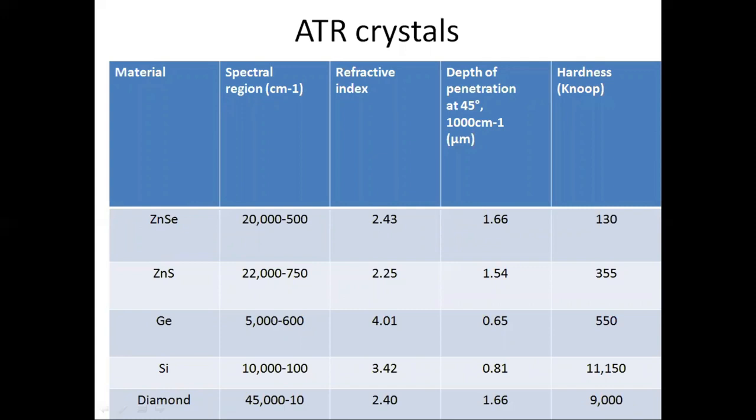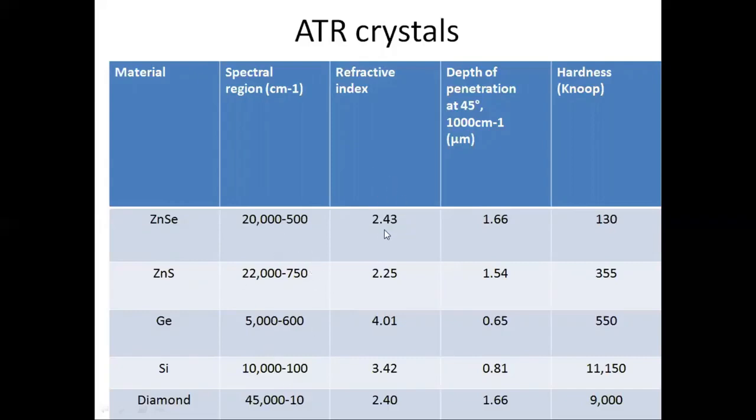Which crystals or which materials can be used as sample cell in ATR? These are a few examples like zinc selenide, zinc sulfide, germanium, silicon, diamond, etc. If you see the spectral regions at which they will work, 500 to 20,000 per centimeter for zinc selenide, 750 to 22,000 per centimeter for zinc sulfide, for germanium 600 to 5,000, for silicon 100 to 10,000 per centimeter, and for diamond 10 to 45,000 per centimeter. So our useful range is 650 to 4,000 per centimeter, which is very much covered by all these crystals.